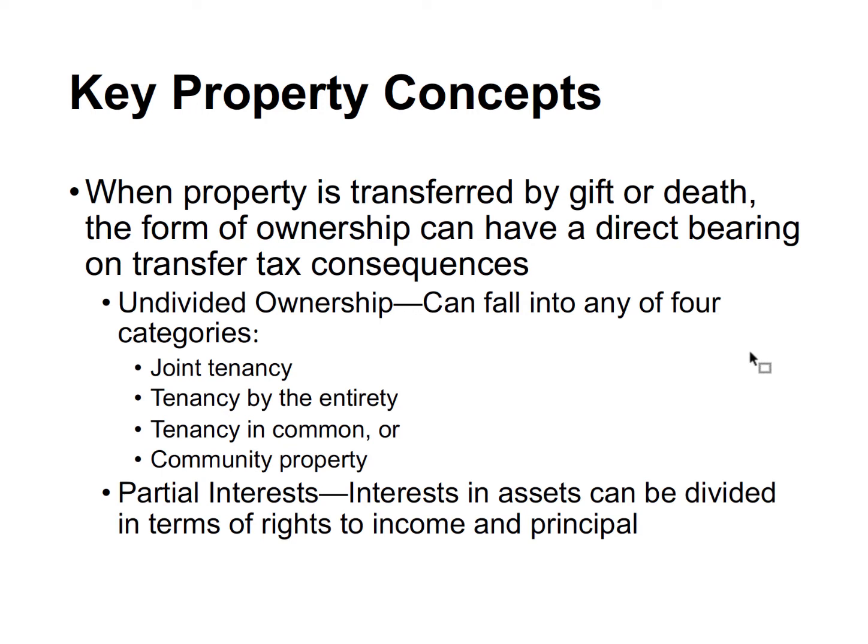So there are important property concepts involved, because we're looking at property, which is very much what gifts are, as well as what the estate is going to be when we're calculating the value of the estate. When property is transferred by gift or death, the form of ownership has a direct bearing on the transfer tax consequences. So there's undivided ownership, which can fall into various categories: joint tenancy, tenancy by the entirety, tenancy in common, or community property. So this is basically saying if multiple people own the property, it can be under many different forms, and it makes a difference when it comes to estate and gift tax.